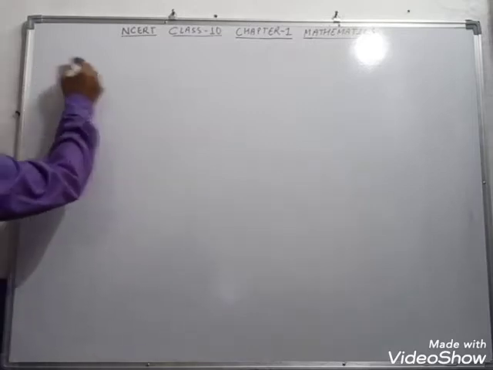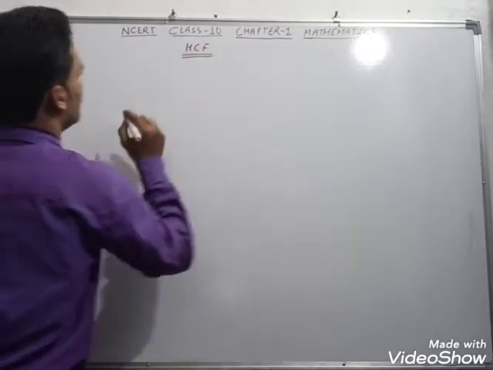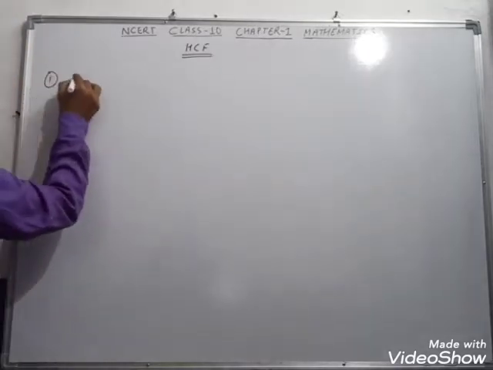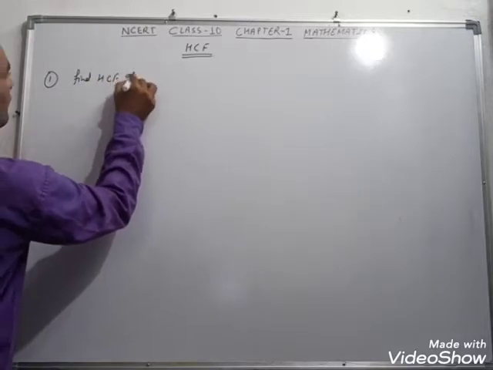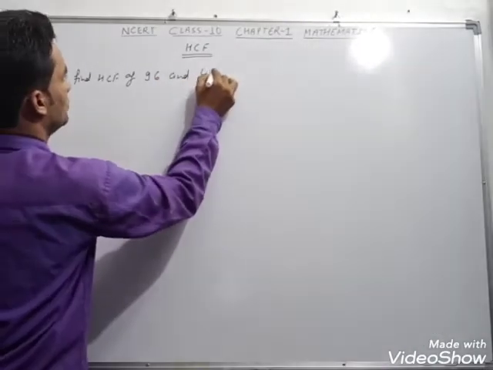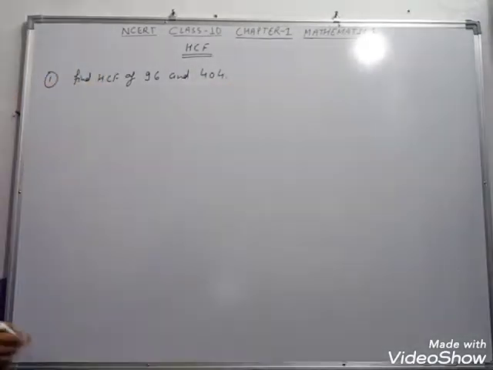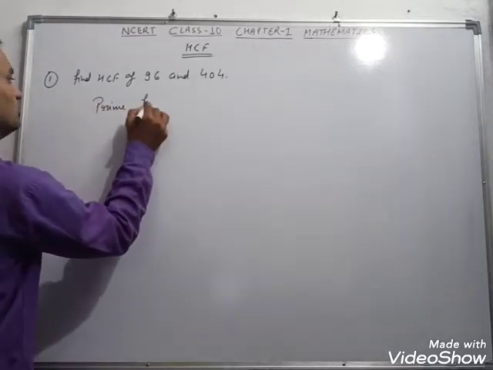So my first example, here I am writing the heading HCF. My first question is: find the HCF of 96 and 404. Okay, find the HCF of 96 and 404. So here I am solving firstly by prime factorization.